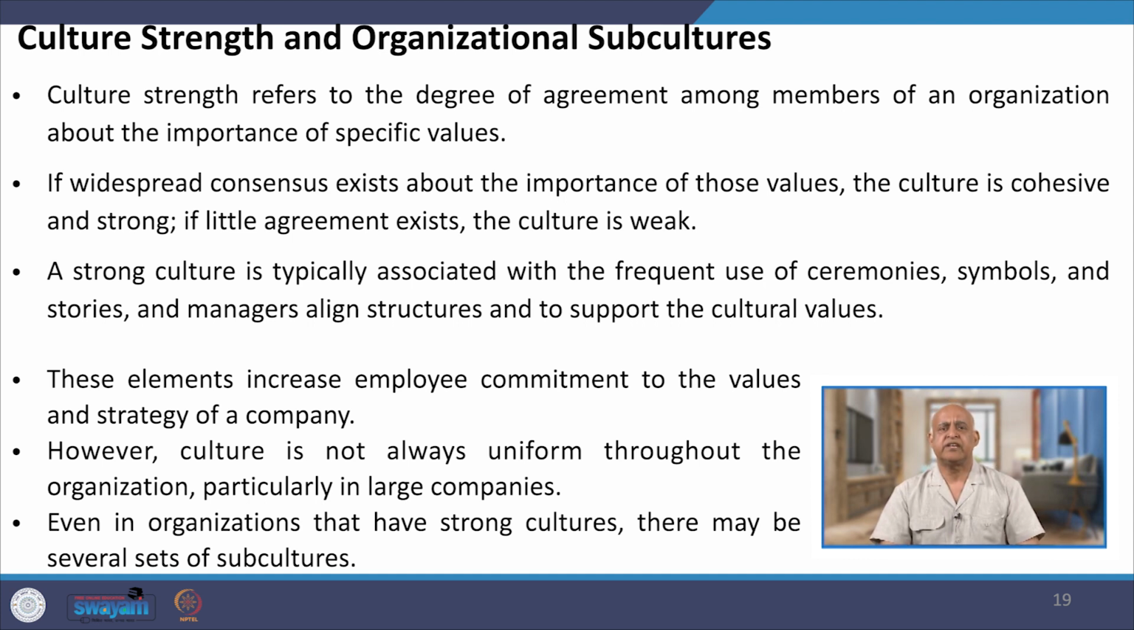A strong culture is typically associated with the frequent use of ceremonies, symbols, and stories, and managers align structure and systems to support the cultural values.